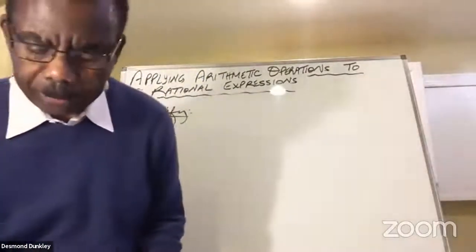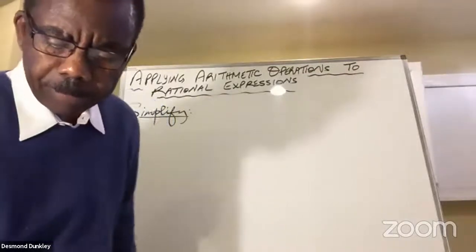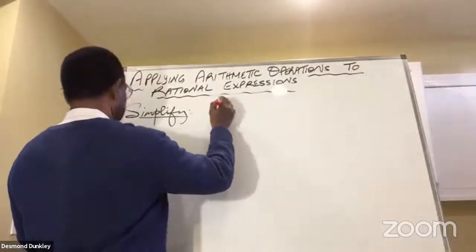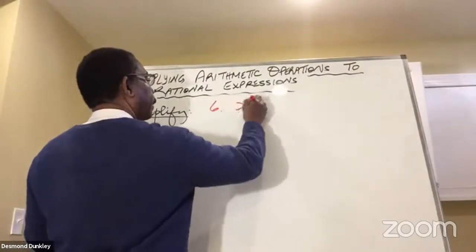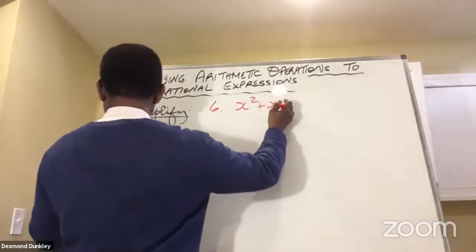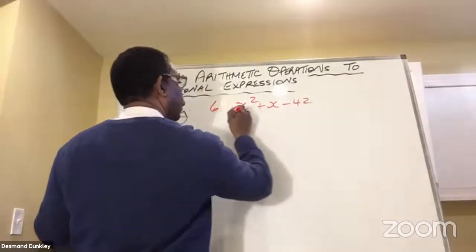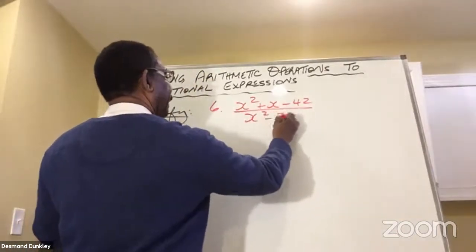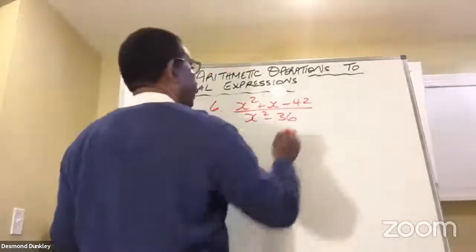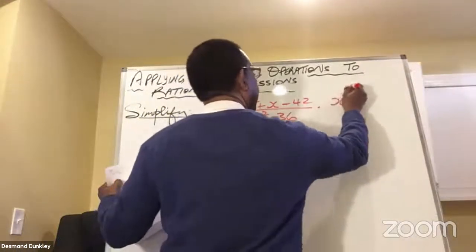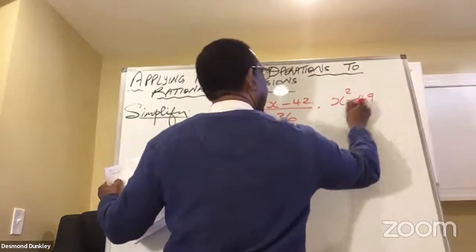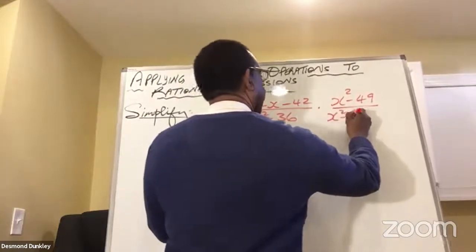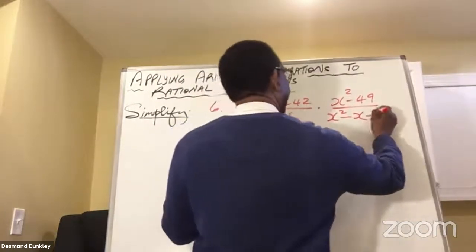I'm not sure what the count is, but I'm going to call this number 6. This is number 6. So we have x squared plus x minus 42 over x squared minus 36 times x squared minus 49 over x squared minus x minus 42.